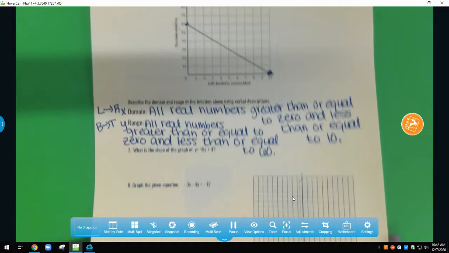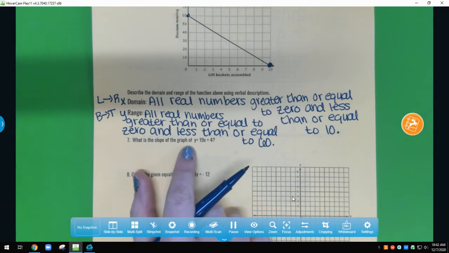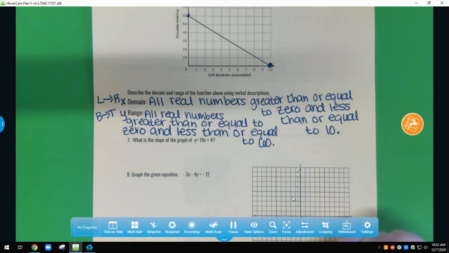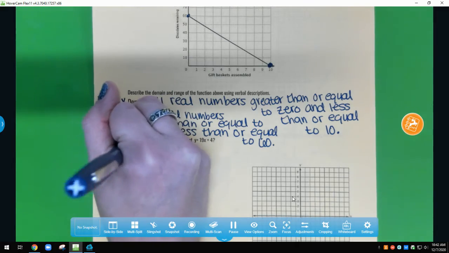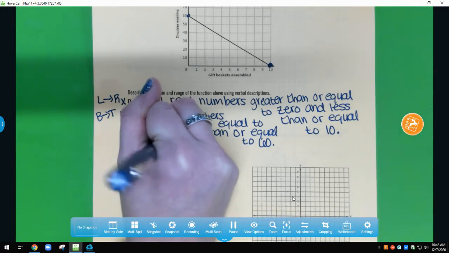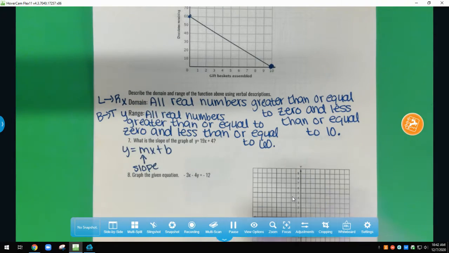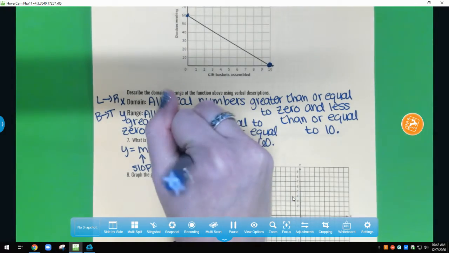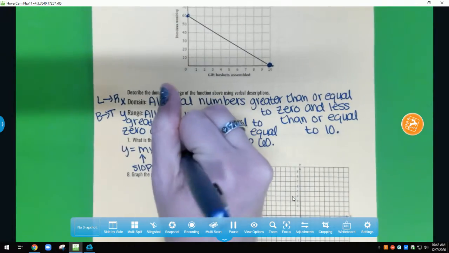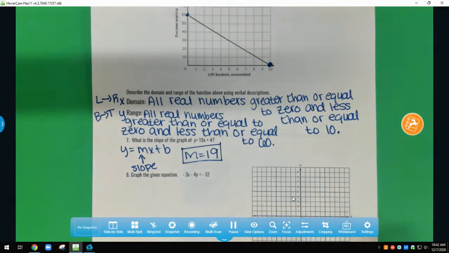Okay, so now number 7. What is the slope of the graph of y equals 19x plus 4? This equation is written in slope-intercept form. Remember that m is the slope. So which number in this equation is in front of x or takes the place of m? M equals 19, so that is my slope.